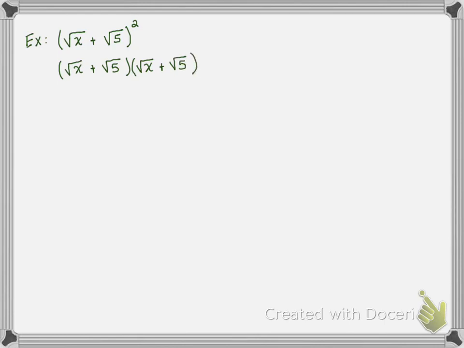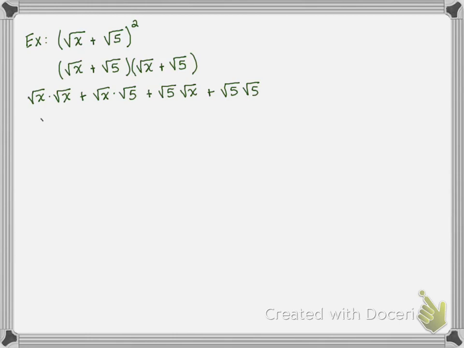And then from there, we're distributing just like we did on the last problem. So the square root of x times the square root of x plus the square root of x times the square root of 5. So we distributed the square root of x to both terms in the second factor, and now we'll distribute the square root of 5 to both terms in the second factor. So the square root of 5 times the square root of x plus the square root of 5 times the square root of 5.